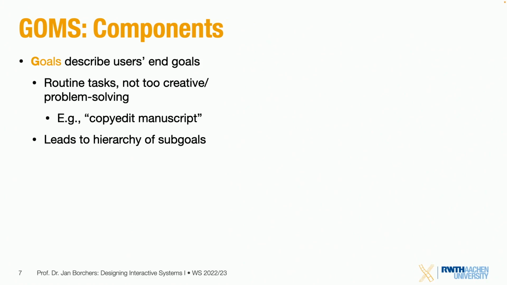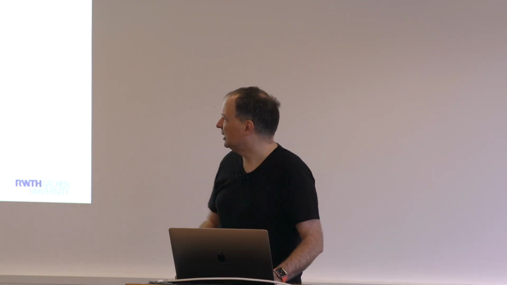So the tasks that we can apply GOMS to need to be routine-ish tasks, things that we do a lot. Like not, I don't know, come up with a topic for your master's thesis or something like this, right? It has to be something fairly mundane, like copy editing a manuscript, meaning you've got a manuscript, you gave it to me, I made all my weird marks on the side, and now you have to go back and sort of integrate the changes into your text, right? That's a typical task.